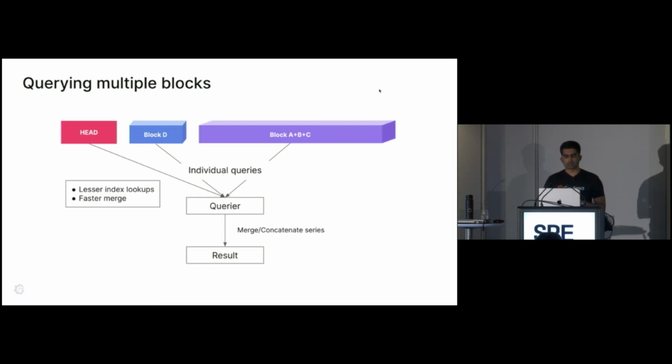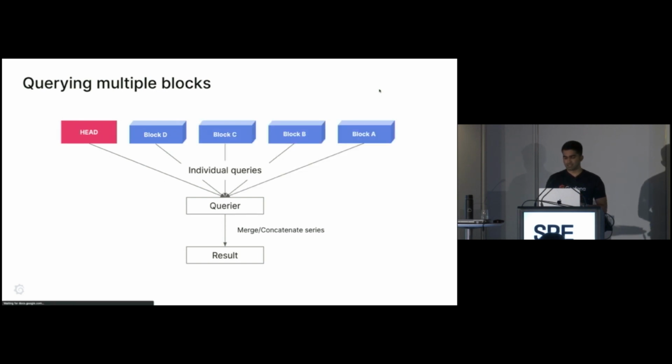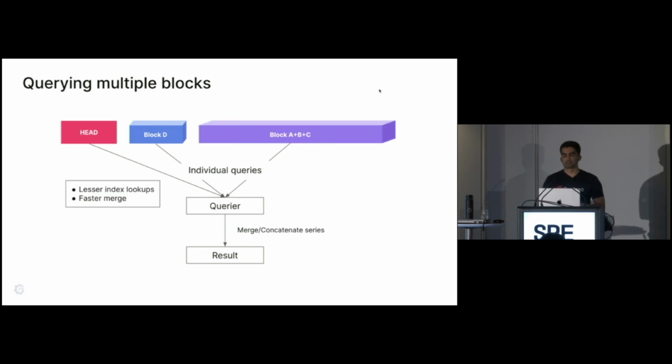Okay, coming back to the place where why do we need compaction for faster queries? So the number of individual queries goes down. You have to do less index lookup. And when you merge or concatenate, like in this example, a 5-way merge is way more expensive than a 3-way merge. So there is less index lookup and faster merge, hence efficient queries.